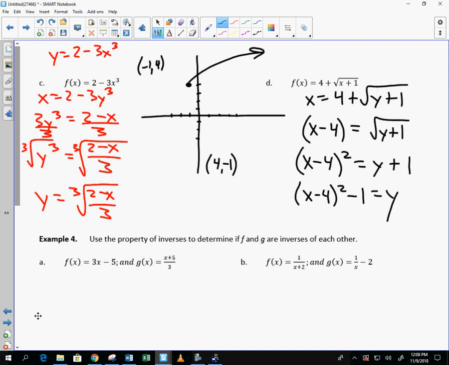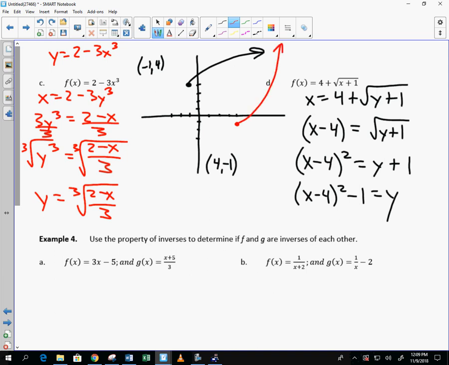It's a parabola, and it's shifted to the right 4 or left 4? Right 4, up 1 or down 1? So just like we thought, it sits over 4 and down 1. Isn't that cool? But wait a minute.